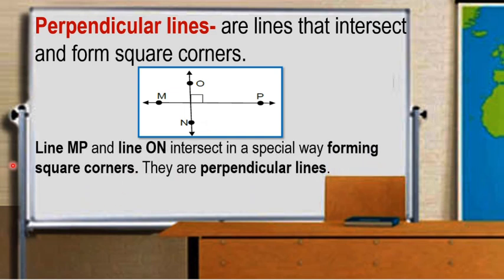Let's look. Line MP and line ON intersect in a special way. So, they intersect and then they form square corners. Here in the middle, our two lines formed square corners. So, therefore, they are perpendicular lines. So, we can write it like this: line MP is perpendicular to line ON.